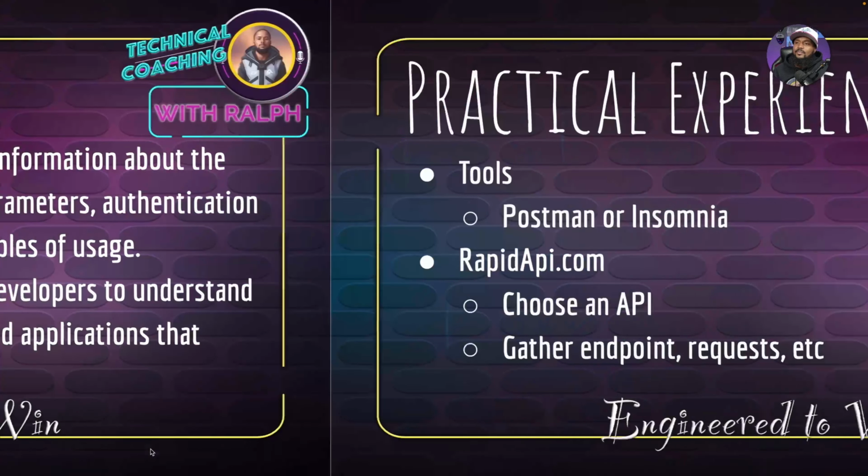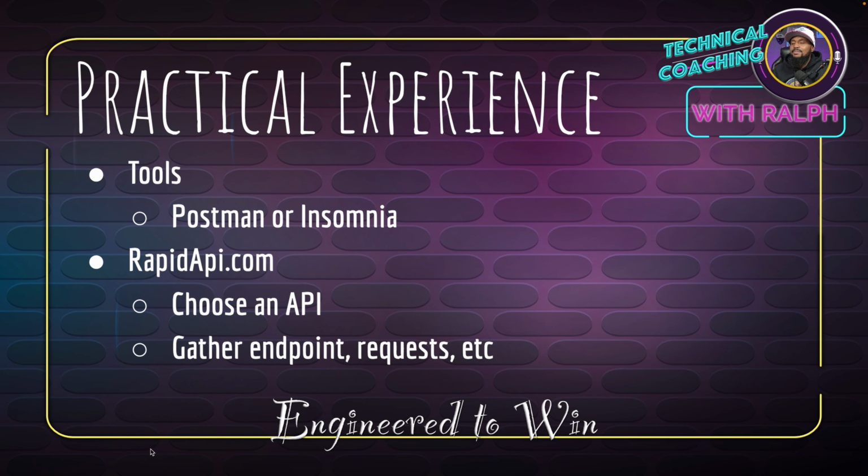Good documentation is essential for developers to understand how to use the API effectively and build applications that integrate with it. Now, practical experience. How can you gain some practical experience? So I'm going to give you the tools that you're going to need to do that, and then we will do a not a live example because this isn't live, but I'm going to use the tools that I have listed here. Use rapidapi.com so we can find an API, and then we can actually make some requests and get some responses and go from there.